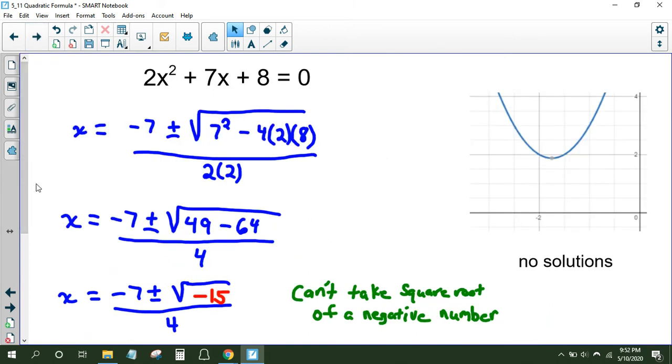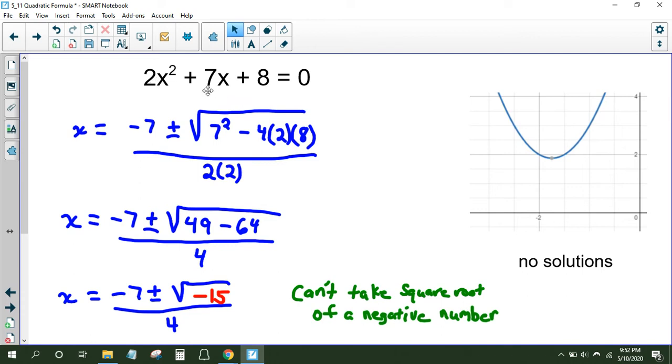Okay, let's take a look at another one. So this one, there is a case where we can actually have no solutions. You'll recall when we were talking about quadratics earlier, if the quadratic equation creates a parabola that does not cross the x-axis, there are no x-intercepts, then we have no solutions. So let's look at this one.